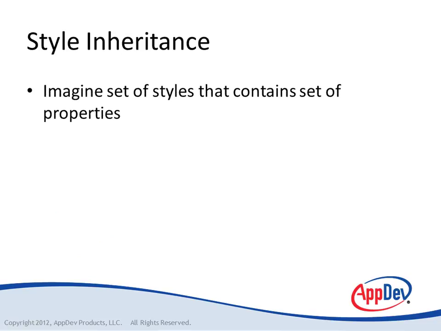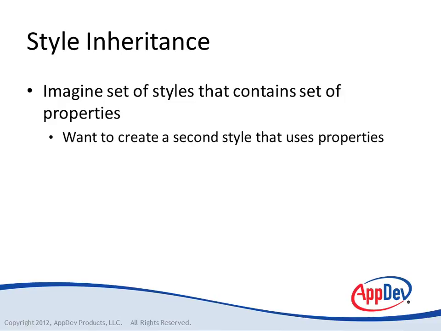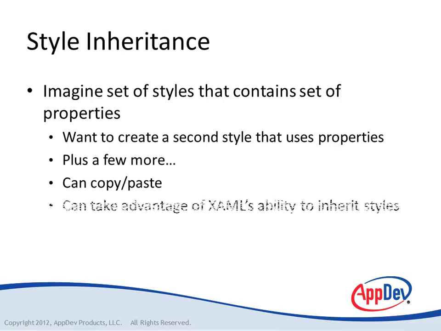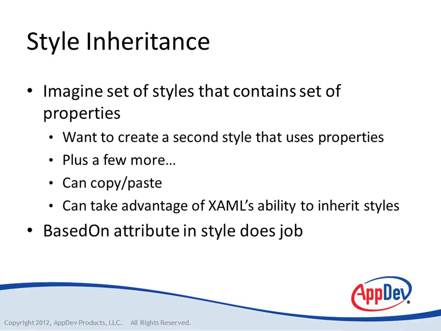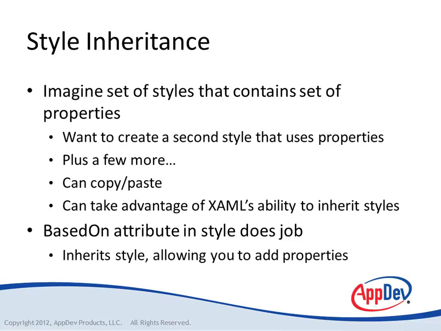Imagine you have a set of styles that contain a set of properties. You want to create a second style that uses those properties, plus maybe a few more. You could copy and paste from one set of styles to another and then make the modifications, or you could take advantage of XAML's ability to inherit styles from one style to another. There's a special attribute that makes this possible. It's the based on attribute. This allows you to inherit a style and allows you to add properties or override properties in the new style that's based on some existing style.